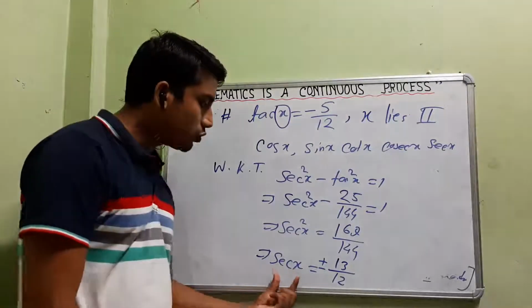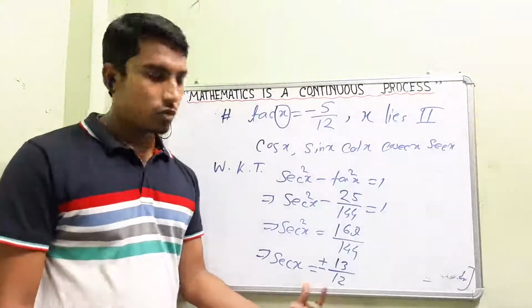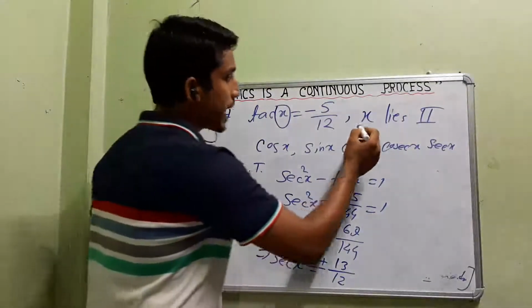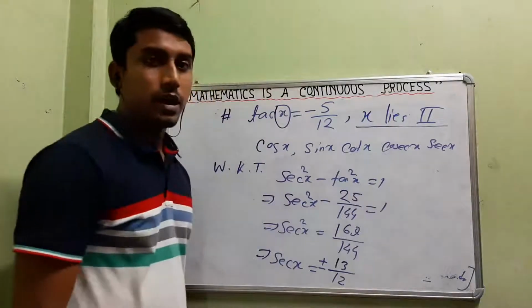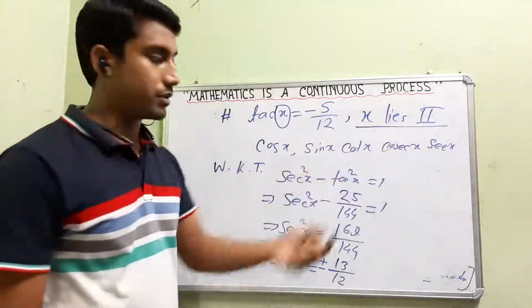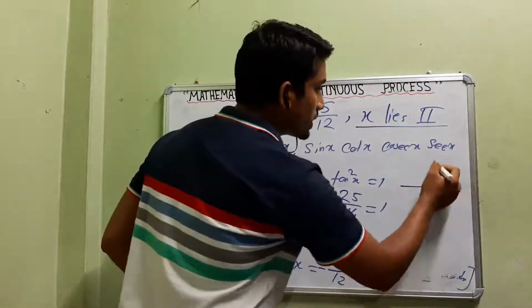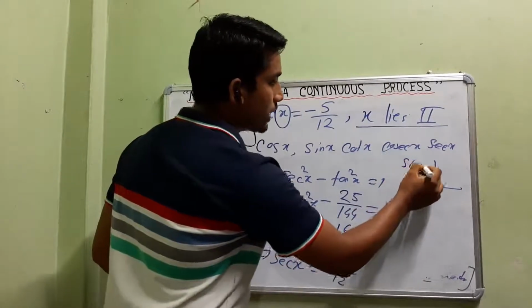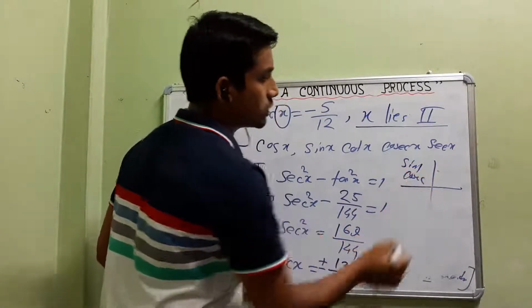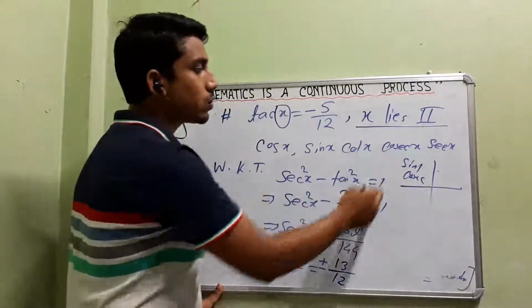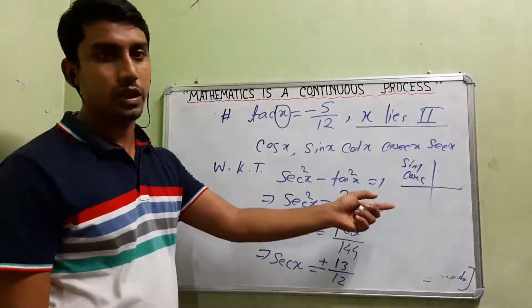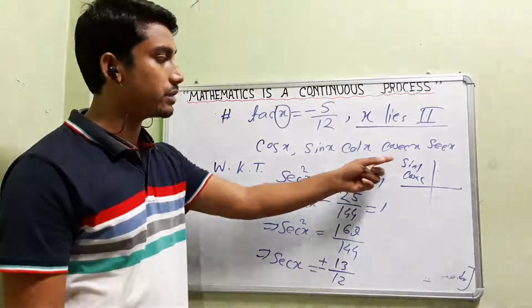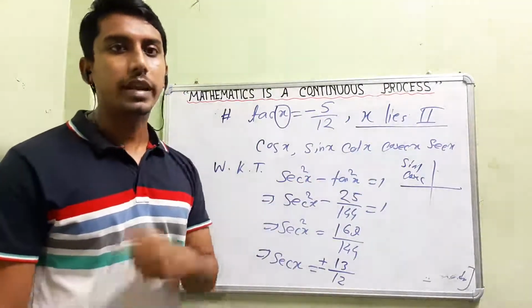Okay, we got 2 values of sec x. One is plus, another one is minus. But the thing is, x is lying at which quadrant? X is lying in the second quadrant. So in the second quadrant, which things are positive? In the second quadrant, sine and cosec. These 2 are positive, because the second quadrant is the house of sine and cosec. So other than sine and cosec, whatever trigonometric function you are getting in the second quadrant, all the things will be negative only.